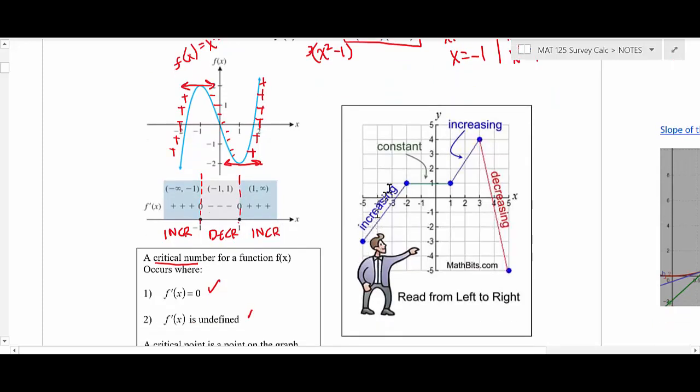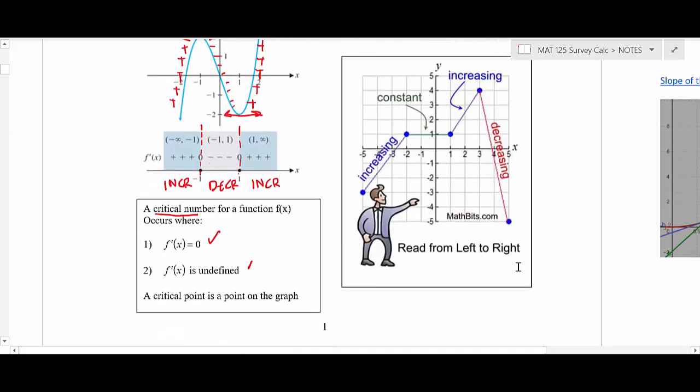Okay, this is just showing something we've learned before. This would be an example of the function increasing. Then constant means that the function's not changing. It's like flat, then it's increasing again, and then it would be decreasing. You always read from left to right when you do that.